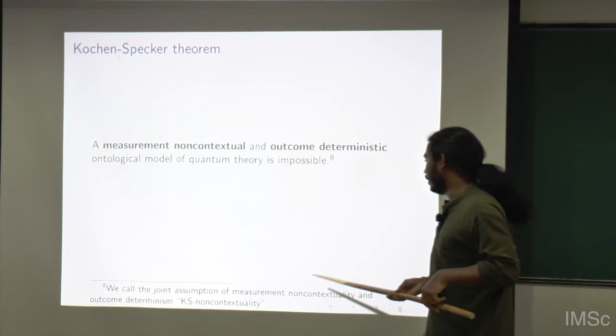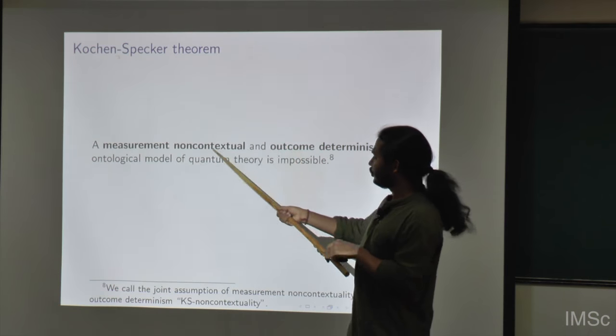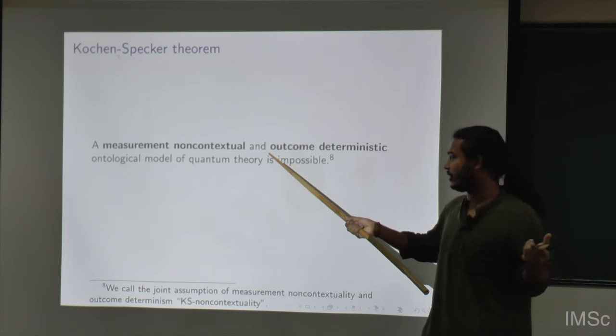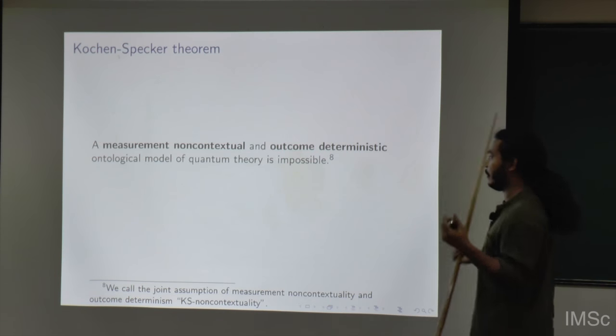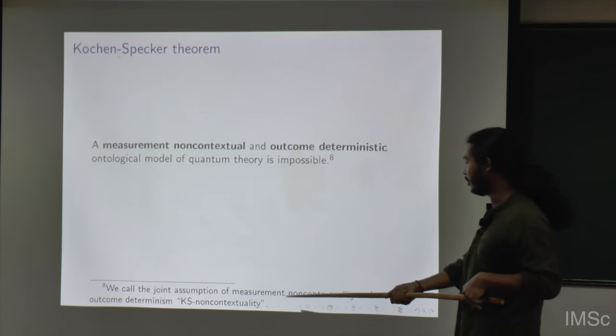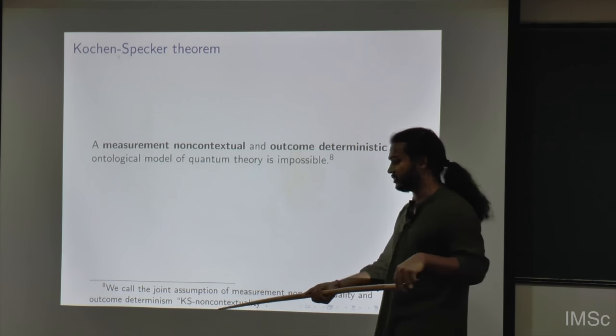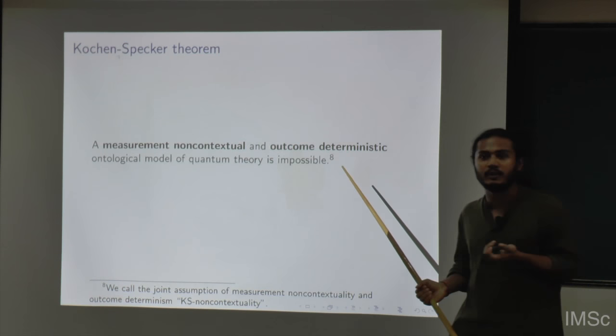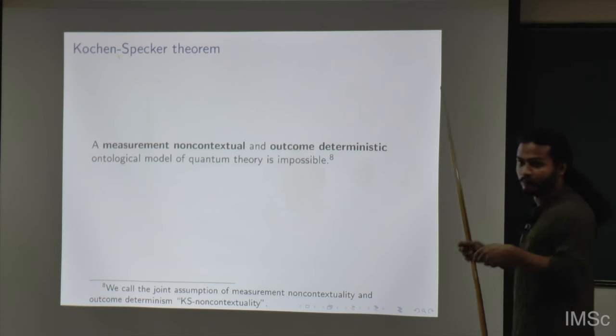We call this a joint assumption. We've defined what measurement non-contextuality was, and outcome deterministic, we also know what it is. When you combine these two things, we call that Kochen-Specker non-contextuality. This is our KS non-contextuality. This is just to distinguish it from our other use of the word, because we use the word non-contextuality in a more general sense.